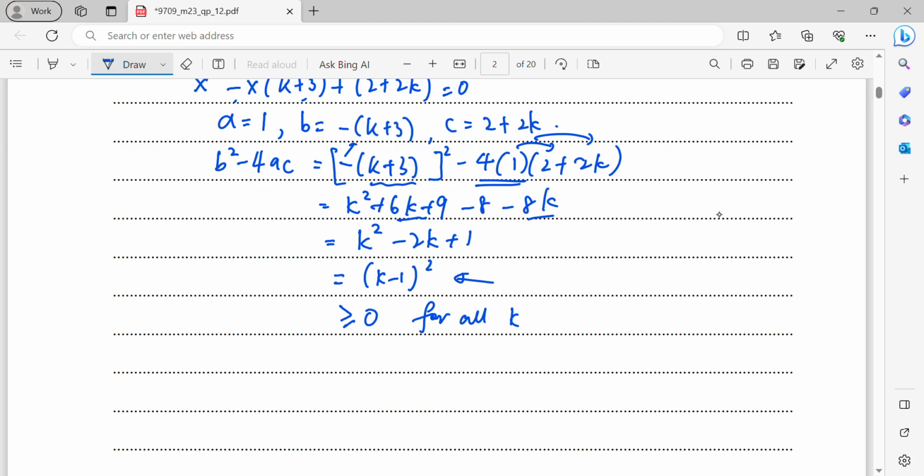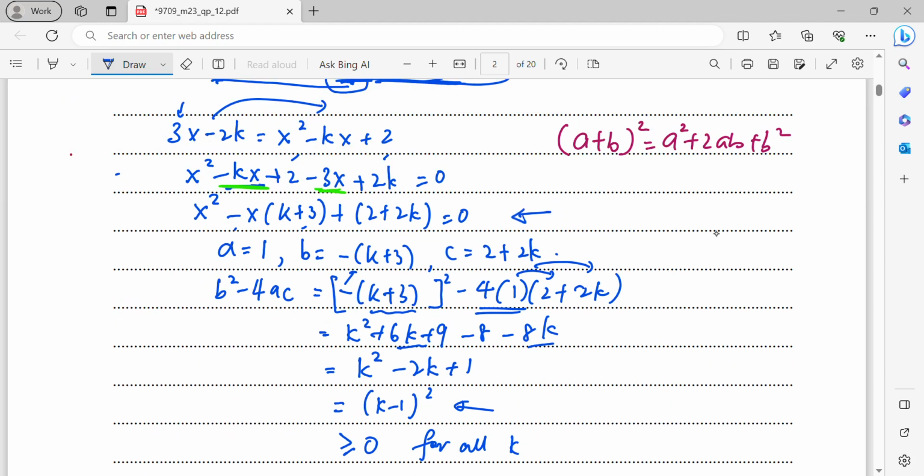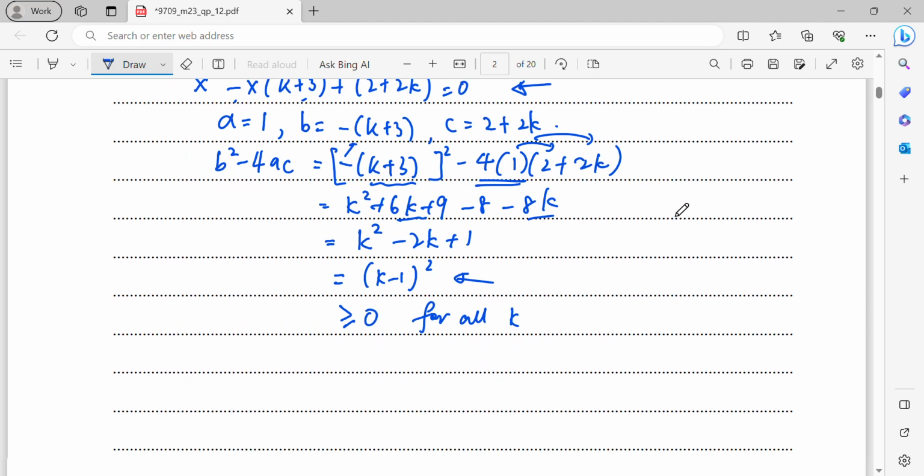So from here, the roots here are basically the x coordinates. So from here, we know that the intersection between the line and the curve will be having real and equal roots, for any k.